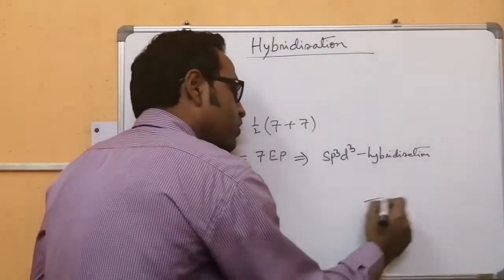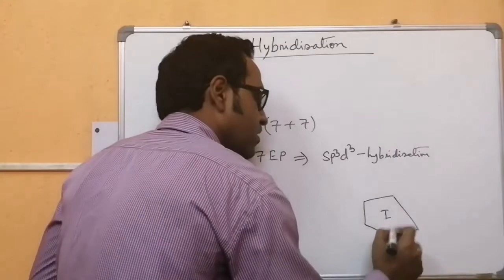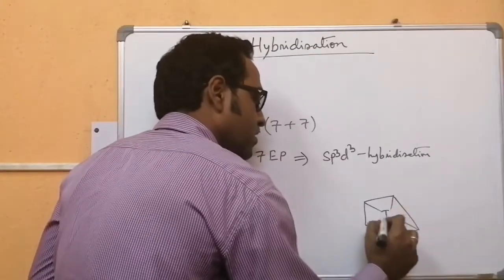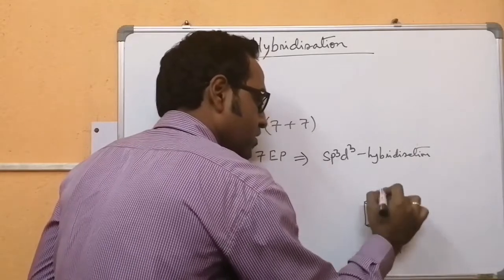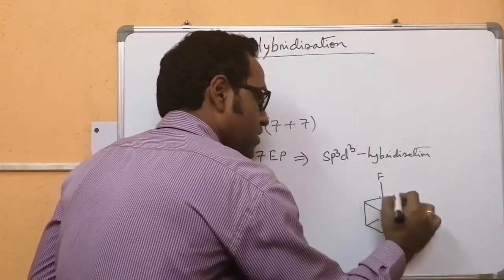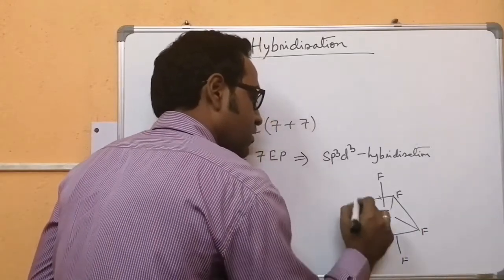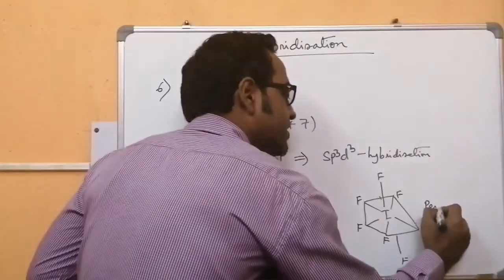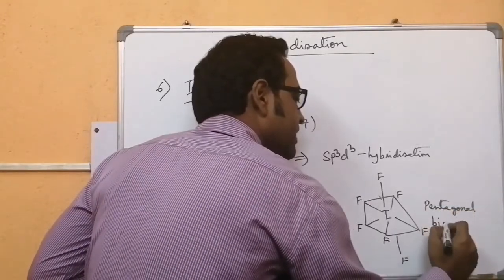And the shape of the molecule is this, called pentagonal bipyramidal.